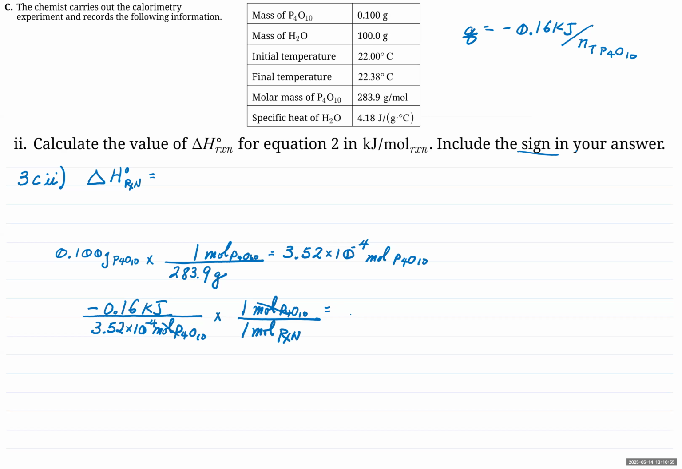All right, so what does that get us? That gets us negative, it should be 2 sig figs, I believe. Let's go with it. So negative 450 kilojoules per mole of the reaction. So I'm just going to go over here. It doesn't take too much time, right?